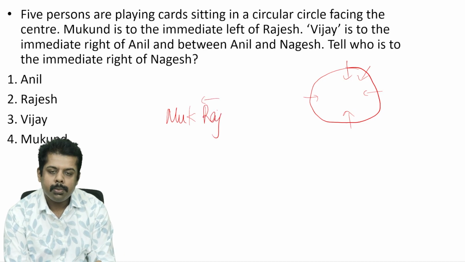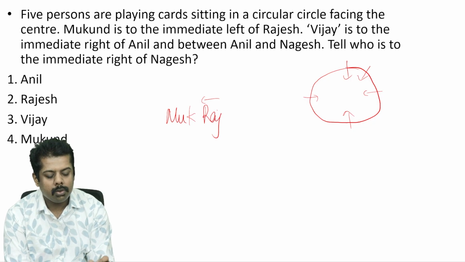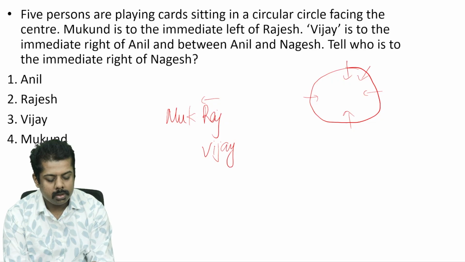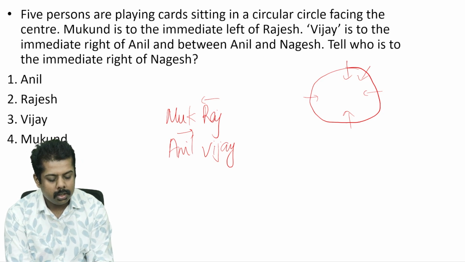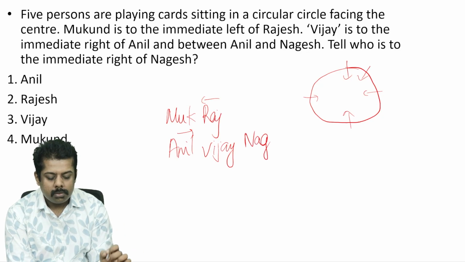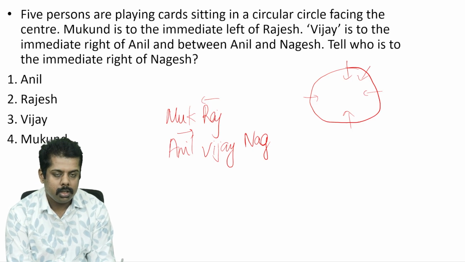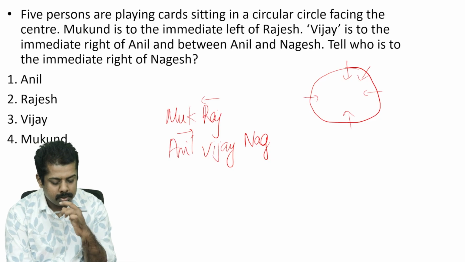Now the next point says that Vijay is to the immediate right of Anil. Vijay is sitting to the immediate right of Anil. And Vijay is also sitting between Anil and Nagesh. So Nagesh is going to be here. The last question being asked is the immediate right of Nagesh. So we can try and fix this condition here.